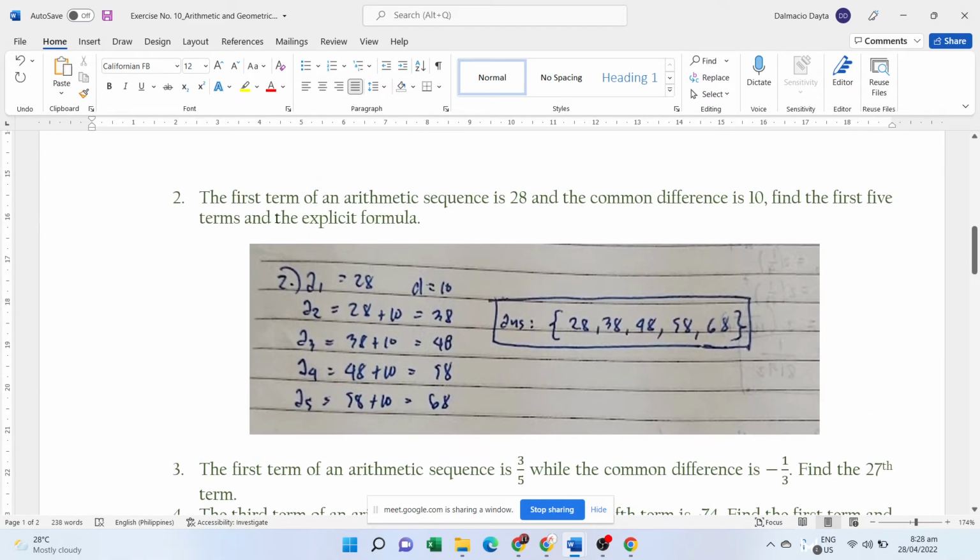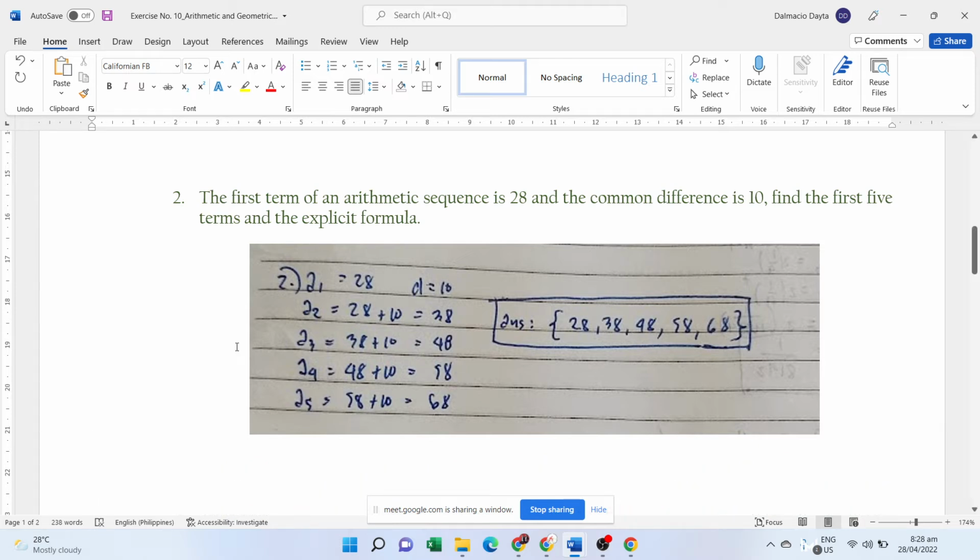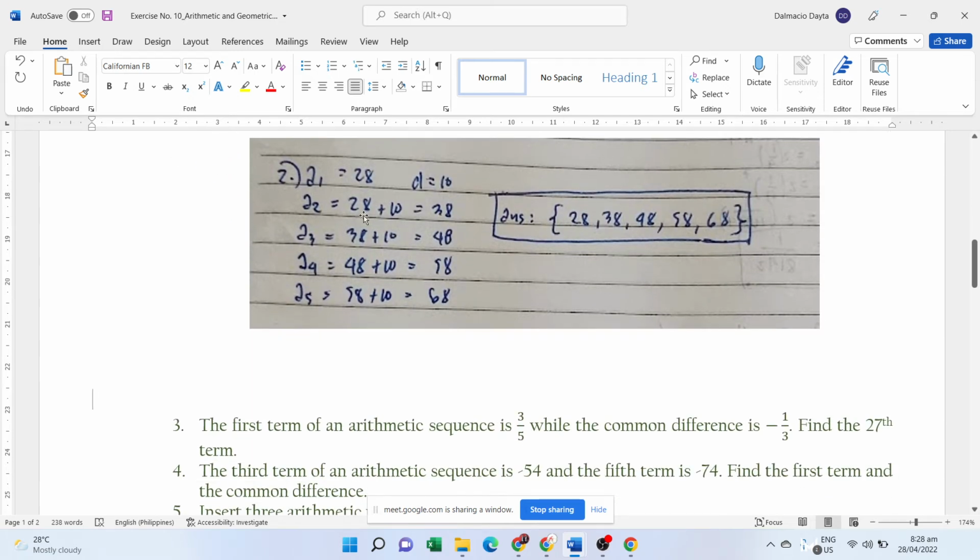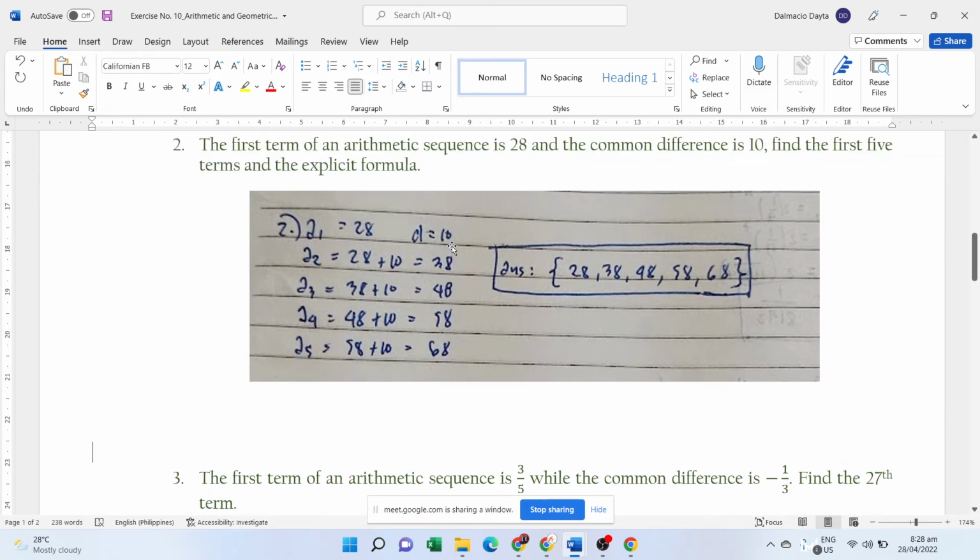Now, there is a follow-up here, Maruska. Give the explicit formula. Do you have an answer to this? The explicit formula? Ay, sir, hindi po. Okay. So, you were able to use the first term is 28 and the common difference is 10. So, pwede nga namang i-add lang ng i-add yung 10 because that is the common difference, no?